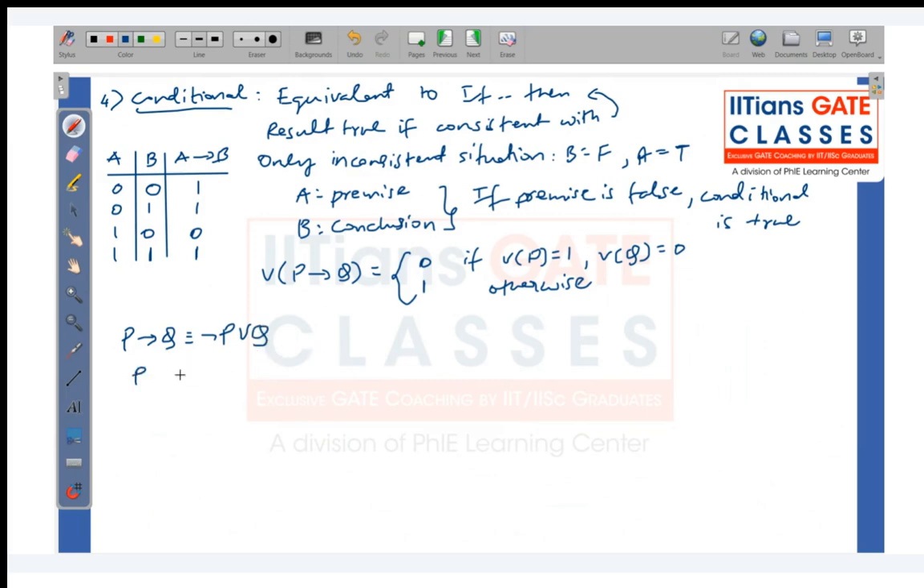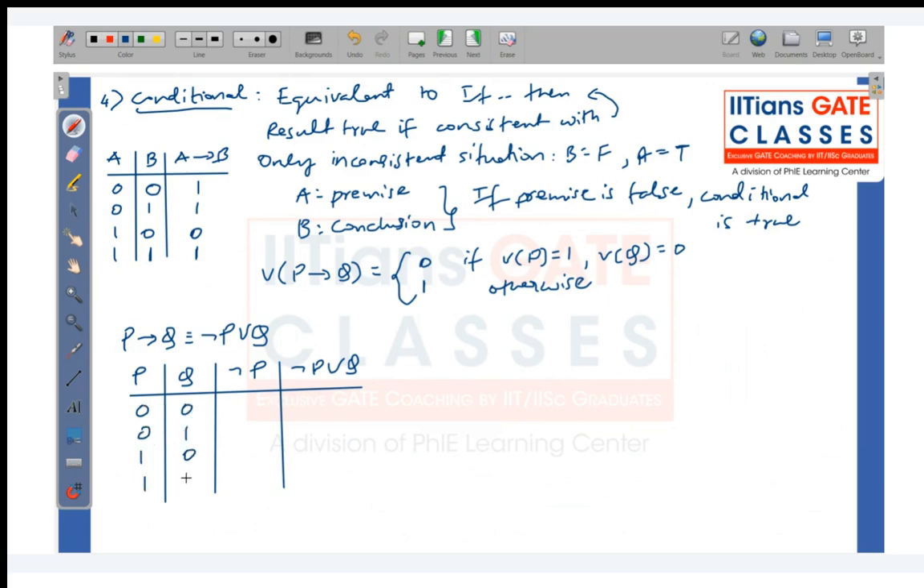Let's quickly verify this. P, Q, then negation of P. I'll take the last one also: negation of P or Q. 0, 0, 0, 1, 1, 0 and 1, 1. Negation of P is 1, 1, 0, 0. The negation of P or Q: so this is 1, 1. Over here both are 0, only then it is 0. Finally this is also 1.